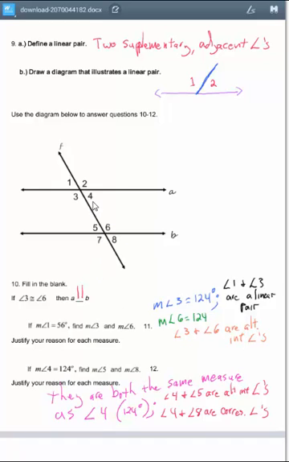Well, if the measure of angle 4 is 124 degrees, and angle 5 and angle 4 are alternate interior angles, then the measure of angle 5 has to be congruent to the measure of angle 4. Therefore, that would be a 124 degree angle also. Angle 5 and angle 8 are vertical angles. Those also have to be congruent. So angle 8 as well as angle 5, along with angle 4, the measure of those angles are all 124 degrees.